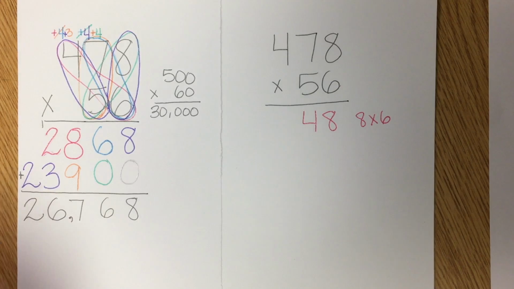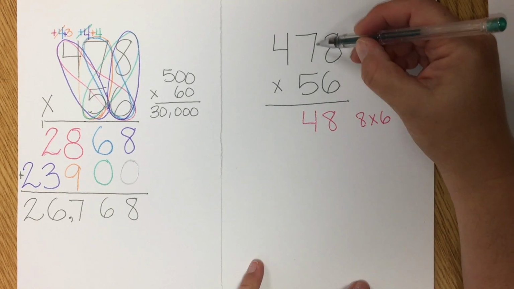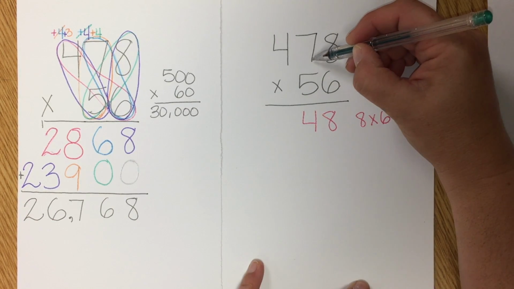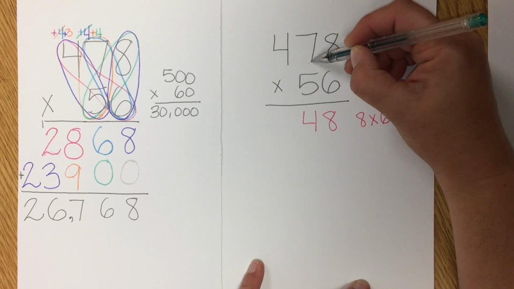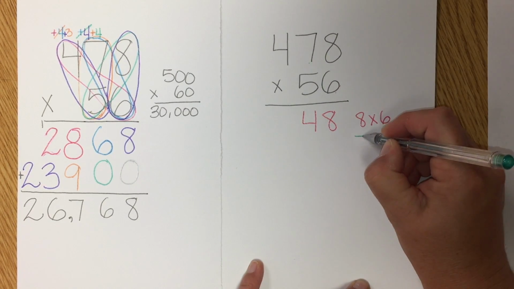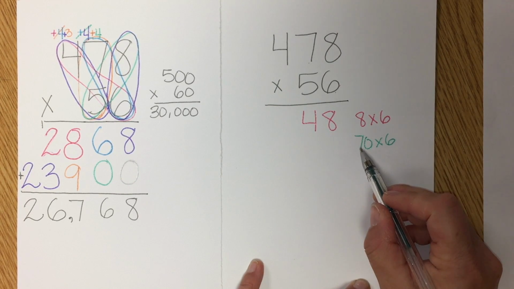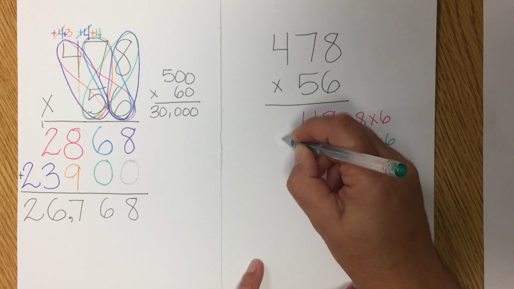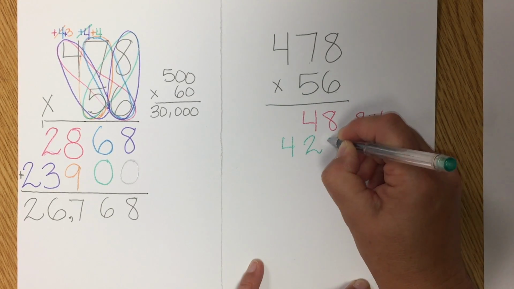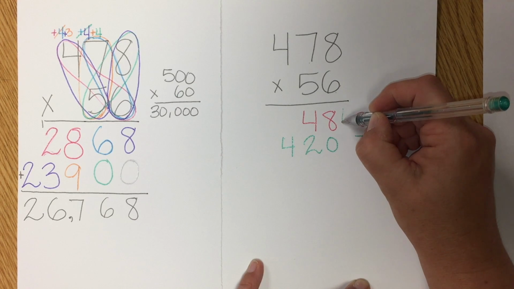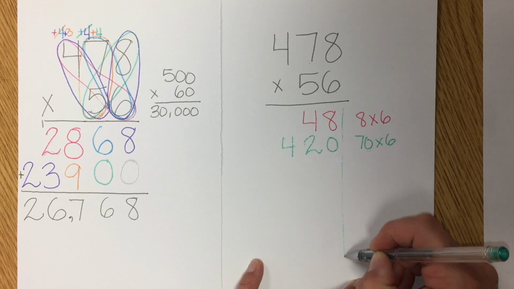Next, we have 70. Because this 7 is in the tens place, we're going to multiply 70 times 6, which we can then just multiply 7 times 6 is 42 and add the 0 on for 420. It's important to make sure all of your numbers line up along the right side.